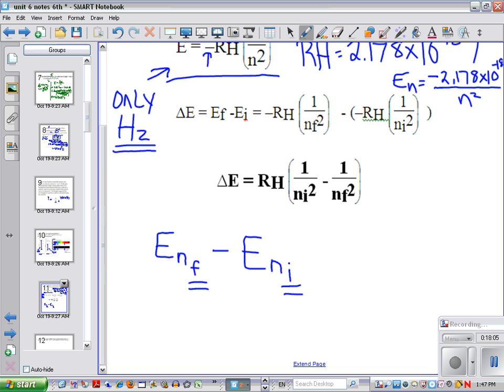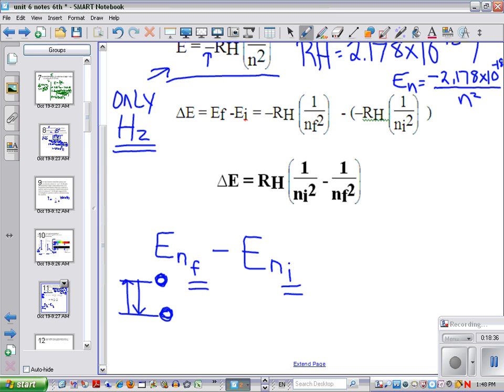So if the electron is falling, its final energy level is going to be lower than its initial energy level. So this is going to become a negative number, which makes sense because energy is being released. Whereas if the electron is going the other direction, your final energy level is higher than your initial energy level. So this is going to be a bigger number minus a smaller number, and you're going to have a positive energy, which is the amount of energy it takes to put in.